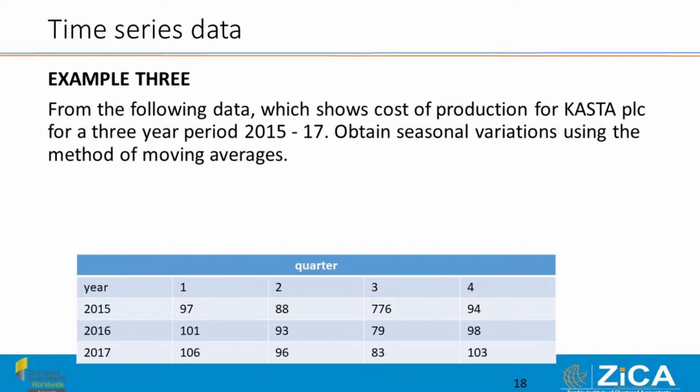Now, in this question, we are supposed to use A, the additive model, B, the multiplicative model. Now, we start with the additive model. And we are told to use the method of moving average.